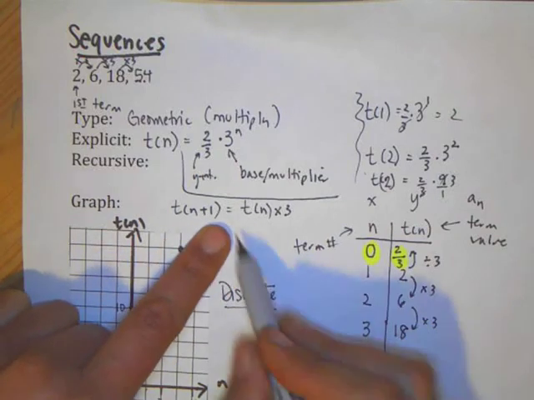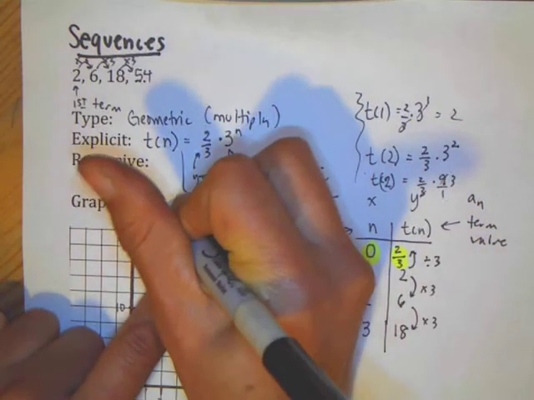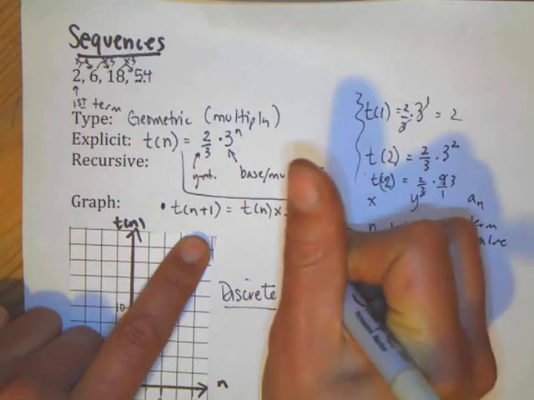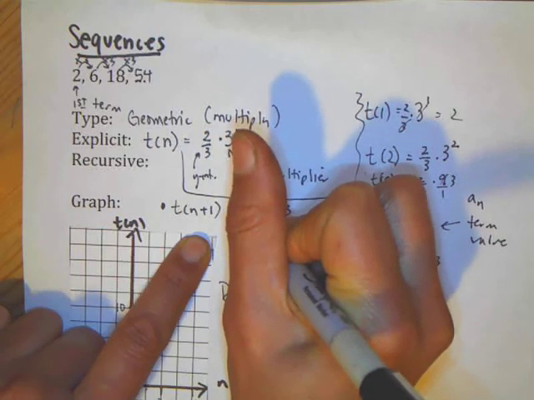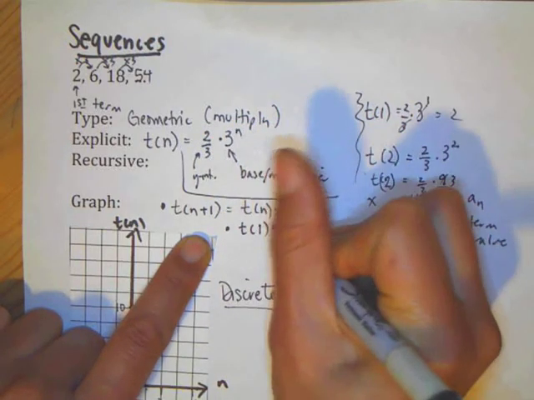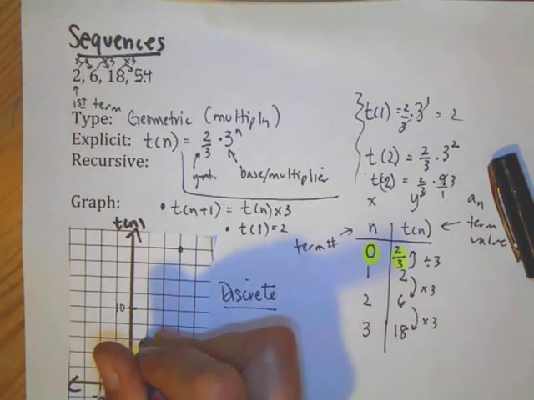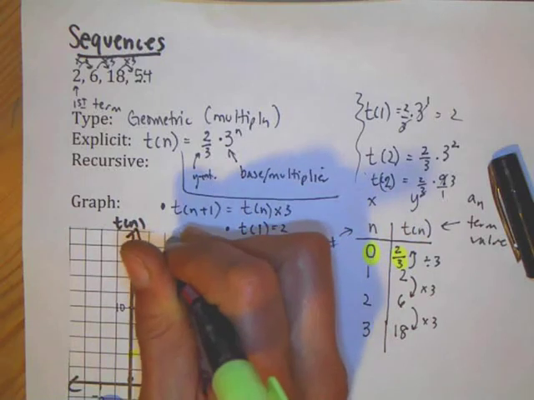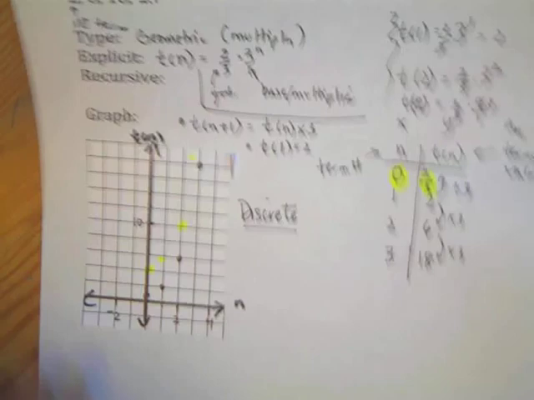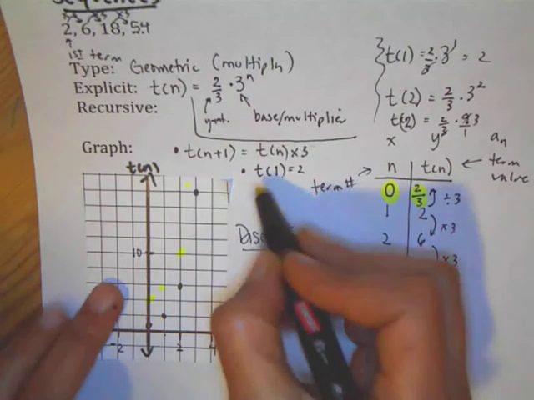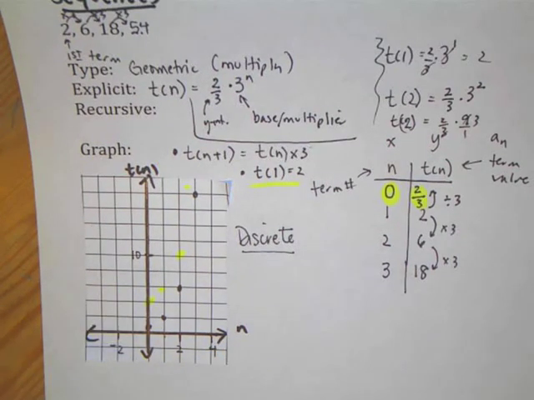Okay, so that's that. But this is not sufficient. There are two pieces of information you need to give in a recursive equation. One is the equation, using your multiplier, and the second piece of information is one point. So it could be t to the first equals 2. Because there are an infinite number of graphs that look just like this. They're basically the same exact equation, but just slid up or down. So we want to fix this by giving one of the terms. So make sure you do that when you write your recursive equations.